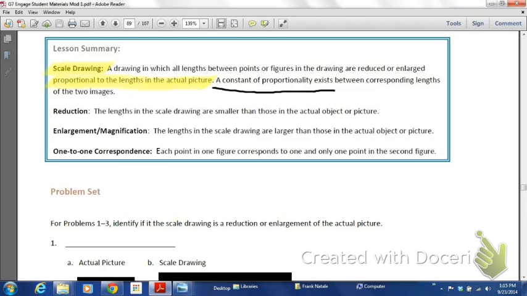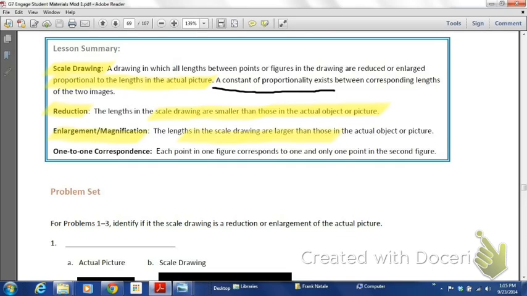Now, reduction, very simply, is when the lengths in the scale drawing are smaller than those in the actual object or picture. That's a reduction. Enlargement or magnification, we looked at a lot of those. The lengths in the scale drawing are larger than those in the actual object or picture, like the thread going through a needle. It's much larger than an actual needle and thread in our hand.